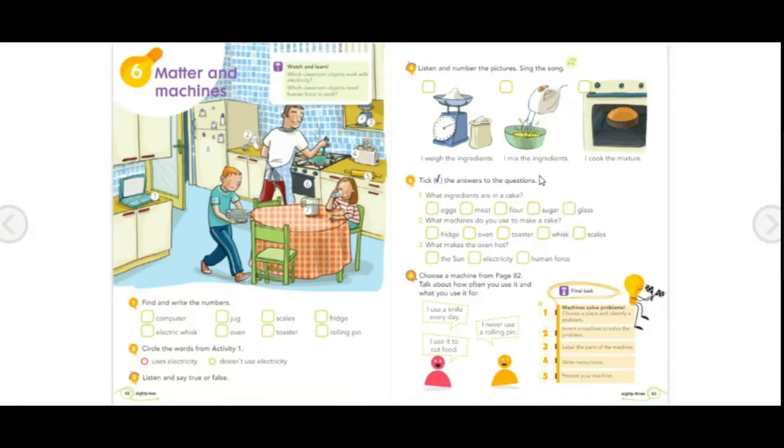Okay, we are going to listen to it again. Listen and number the pictures. Sing the song.